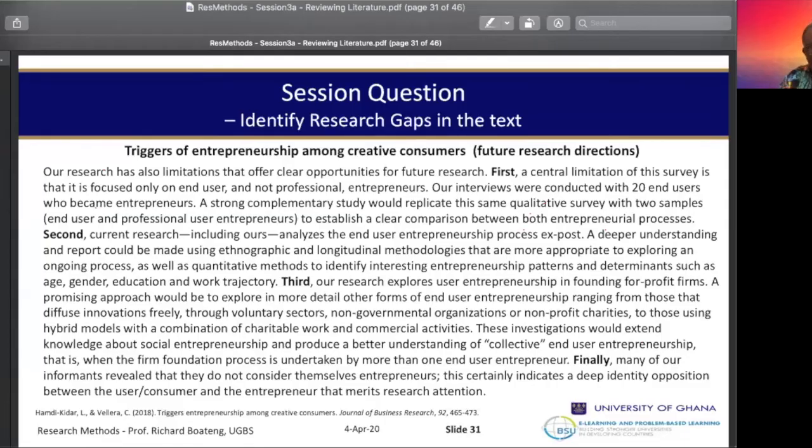Look for a person who is actually now becoming that budding, celebrated entrepreneur, the person at the beginning stages. That's why I say longitudinal and ethnographic. Work with the person, take your time and study the person over the years and see how the person grows. He emphasizes that as an ongoing process, as well as quantitative methods to identify interesting entrepreneurship patterns and determinants, such as age, gender, education, and work trajectory.